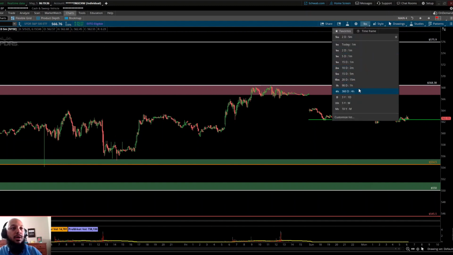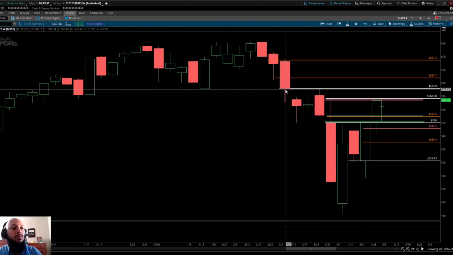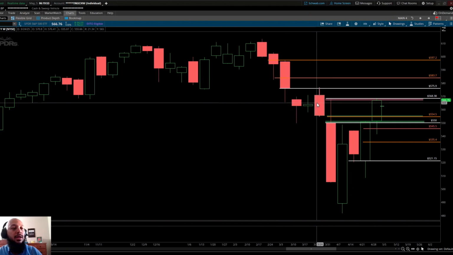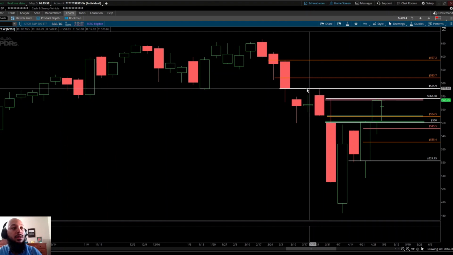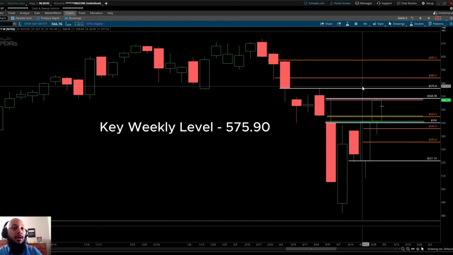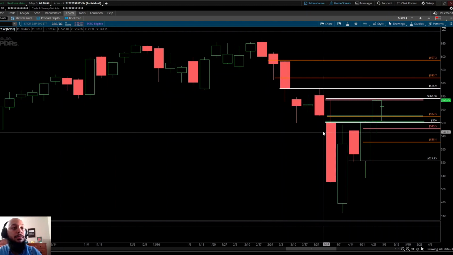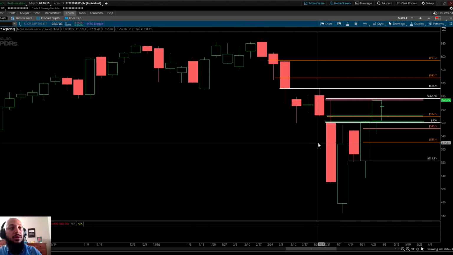And I'll just kind of show how I got those. So here at the bottom of this candle, March 3rd, the week of March 3rd, the candle closed here, and then this candle here on March 24th, the wick touches the close, so I just made a key level there at 575.90. Same thing here. I could zoom in just a little bit more on this.